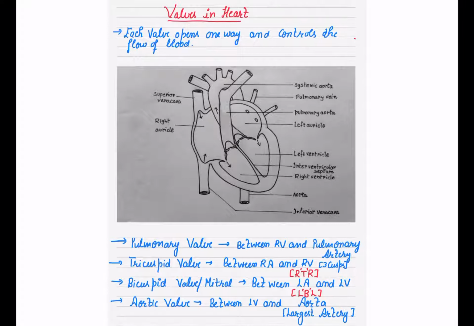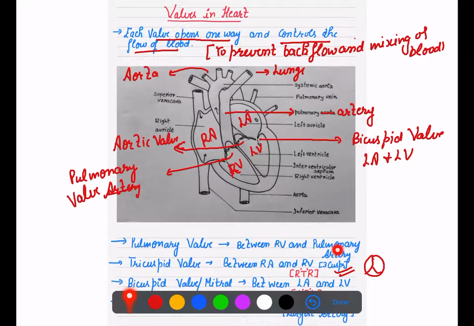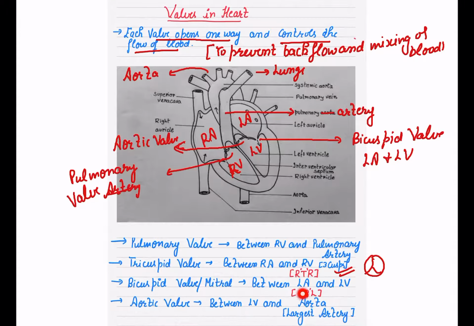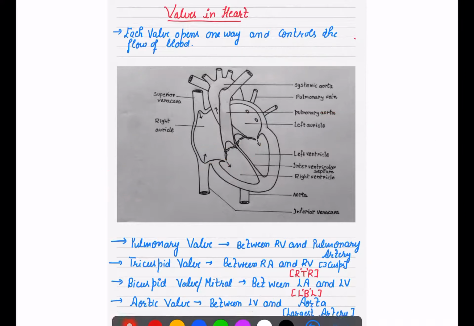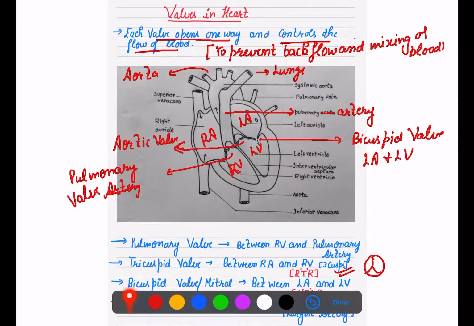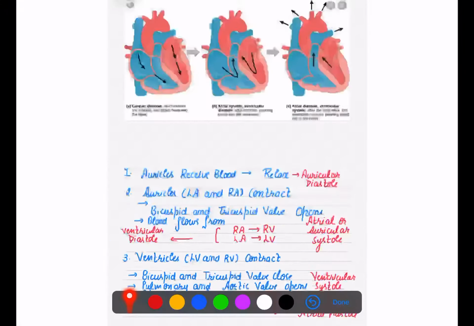The pulmonary valve, that is between the right ventricle and pulmonary artery. Tricuspid, between the right atrium and right ventricle. Bicuspid, between the left atrium and left ventricle. Aortic, that is between your left ventricle and the aorta, the largest artery. This is about valves in the heart.